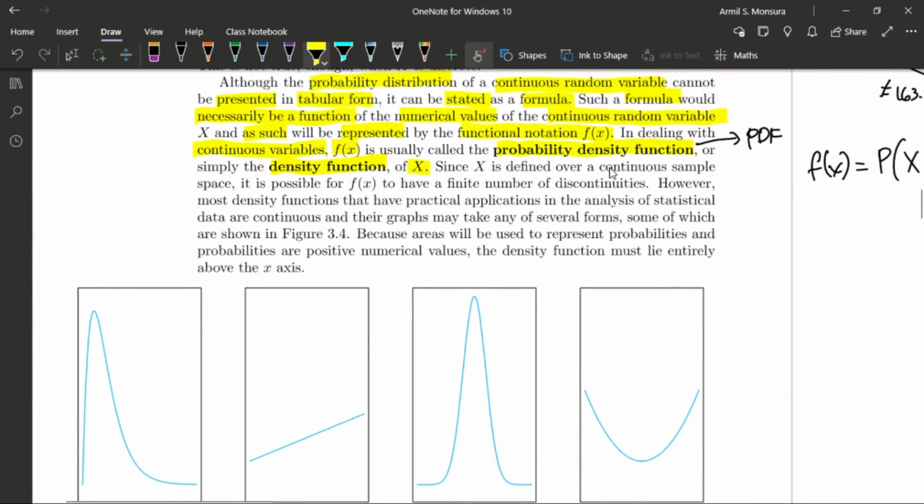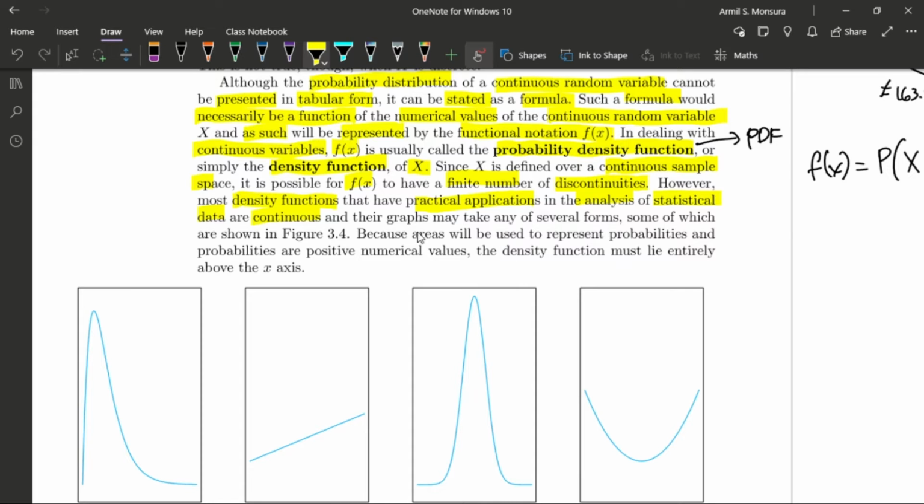Since x is defined over a continuous sample space, it is possible for f of x to have a finite number of discontinuities. In the case of a discrete probability distribution, f of x really does have discontinuities because it is discrete. But here, since x is continuous, f of x must be mostly continuous, though it is allowed to have a finite number of discontinuities. However, most density functions that have practical applications in the analysis of statistical data are continuous.